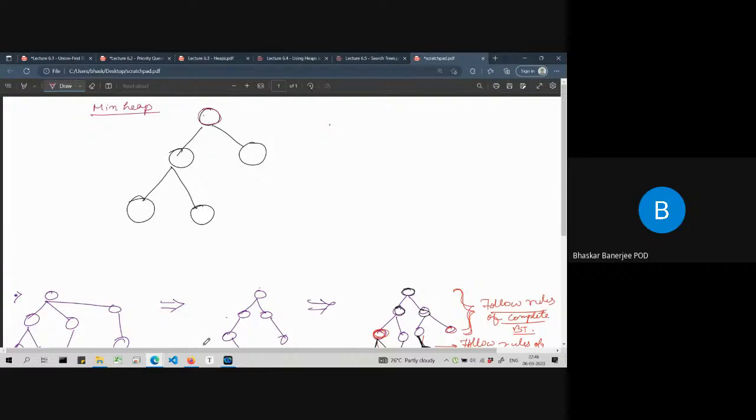Min heap says whatever is the value inside the parent, the children should be larger, the parent smaller. That's why we call it min heap. As one of you said, in min heap we put the smallest element at the top.